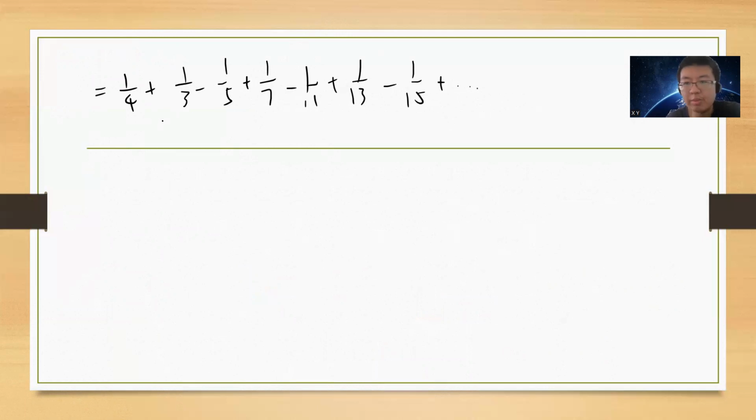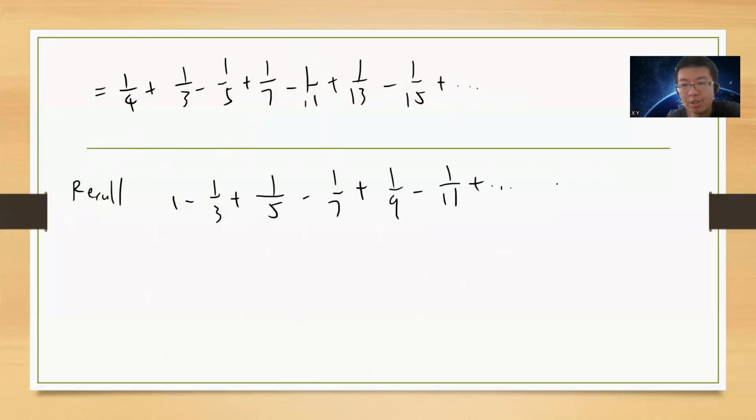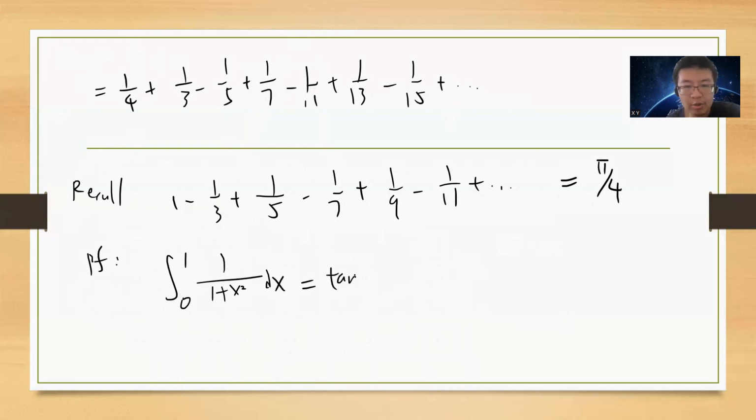If you know the Leibniz series, recall the Leibniz series tells you this. Actually, I noticed this equality when I was in junior high school or something. It's very interesting. This is pi divided by 4. Let me quickly recall the proof, which is very simple. If you start from the integral from 0 to 1 of 1 over 1 plus x squared dx, you can prove that this is arctangent x from 0 to 1, so it's pi divided by 4.